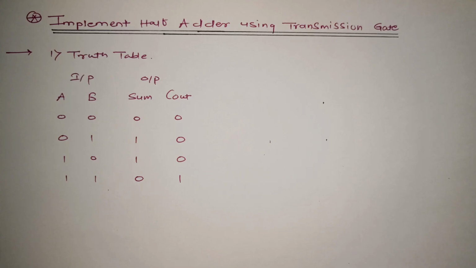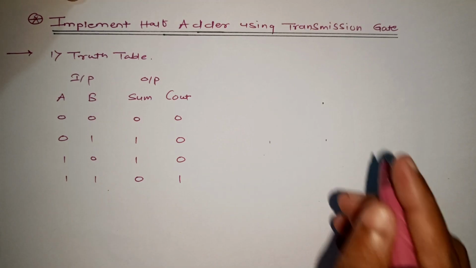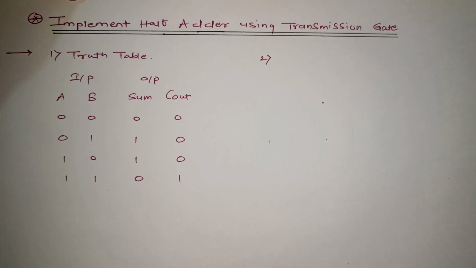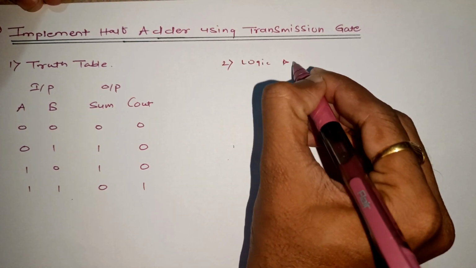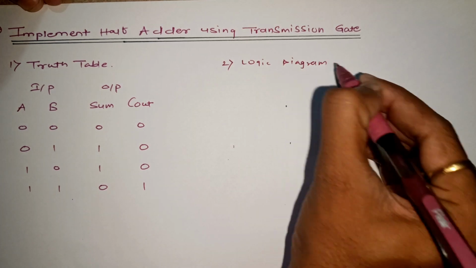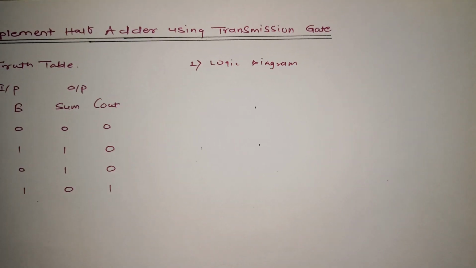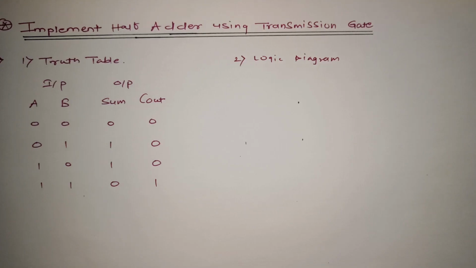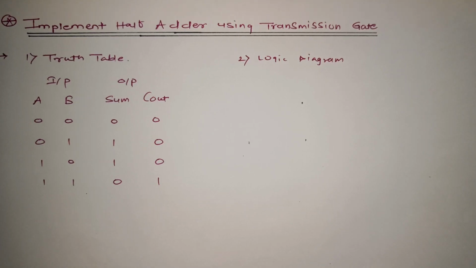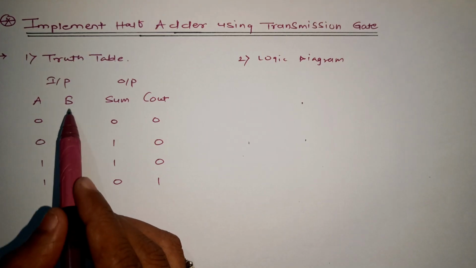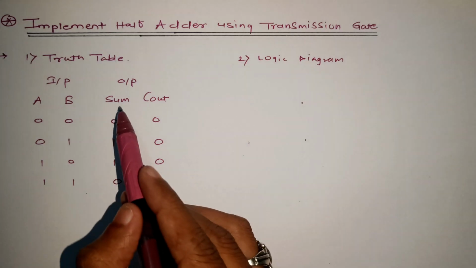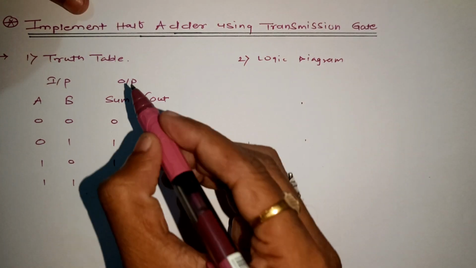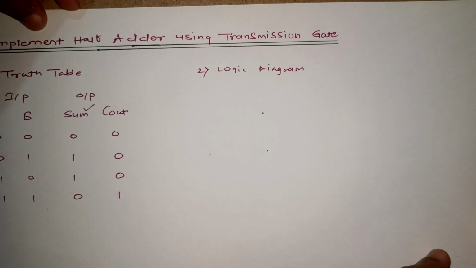Now based on the truth table, our second step will be to draw the logic diagram with the help of transmission gates. So let's draw this. Here we'll simply write the logic diagram. You can write the names as per your convenience. While drawing the logic diagram, the first thing that comes to mind is how many transmission gates are required. As we need two inputs, namely A and B, we will require two transmission gates. And we have results as sum and carry. So let's first implement this for the result called sum.